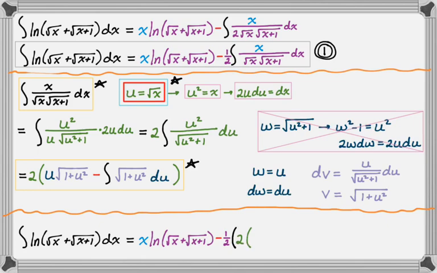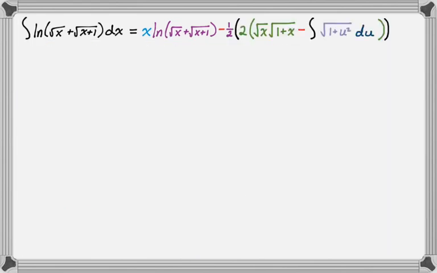So it's 2, the quantity. I know that u is radical x, and then it'll be radical 1 plus x, because u squared is x. I'm going to leave the other part in terms of u, so minus the integral of radical 1 plus u squared du. Okay, so that I'm going to copy over to the next page, and we're going to go from here.